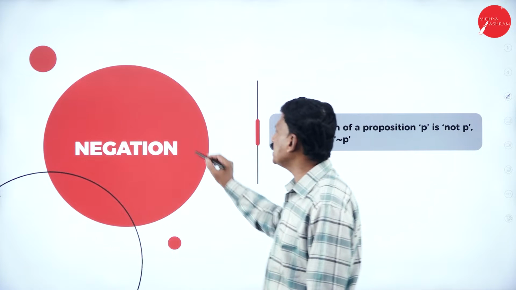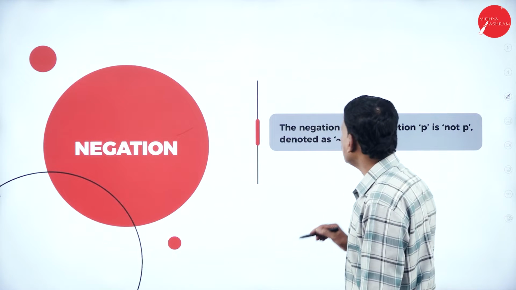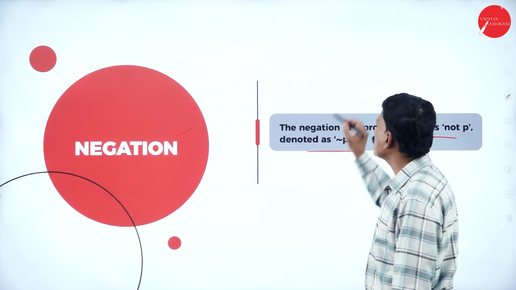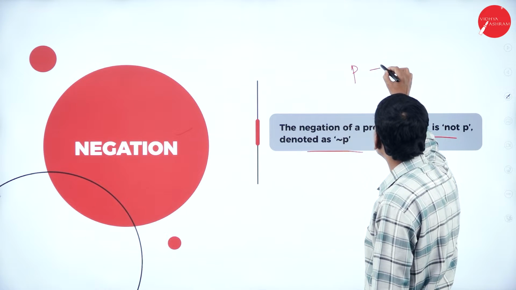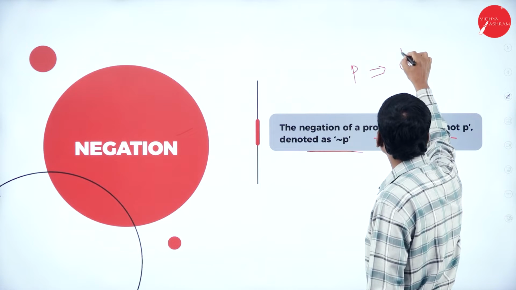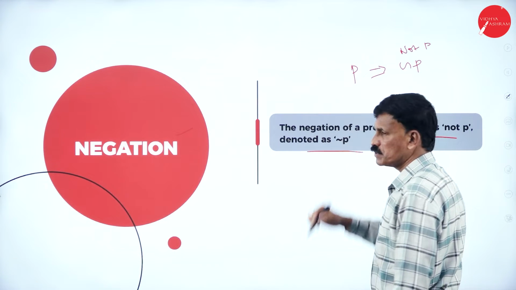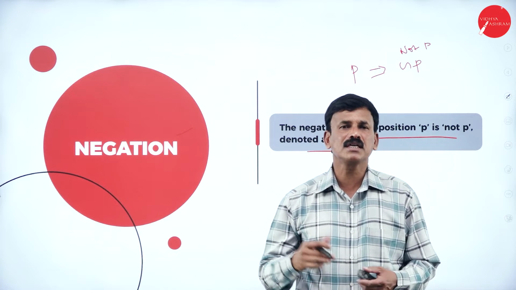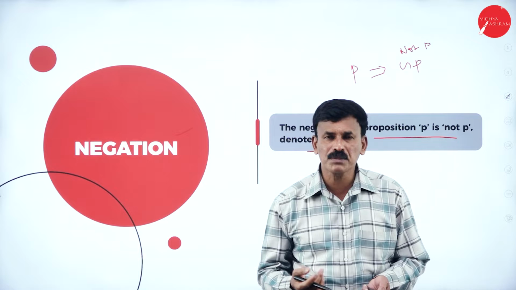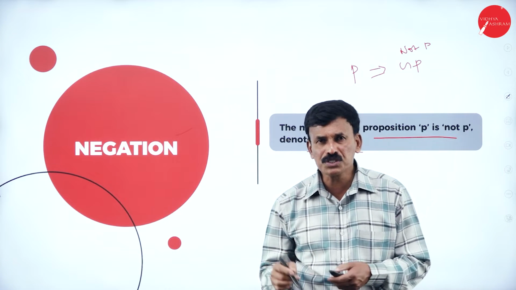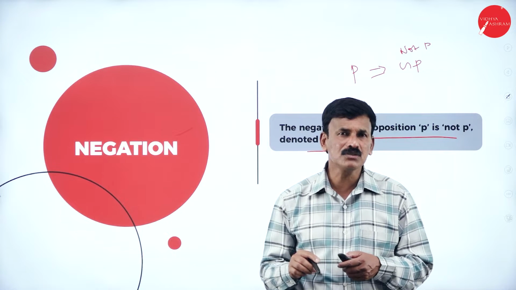Next one is the negation. What is the negation? Negation means the negation of a proposition P is not P, denoted as this. So the negation of this proposition P is denoted as not P. Say for example, Bangalore is the capital city of Karnataka. The negation is Bangalore is not the capital city of Karnataka. That is, we are just going to write the opposite by adding not.